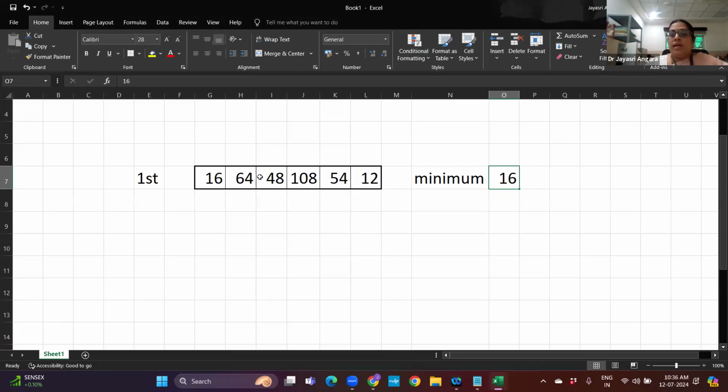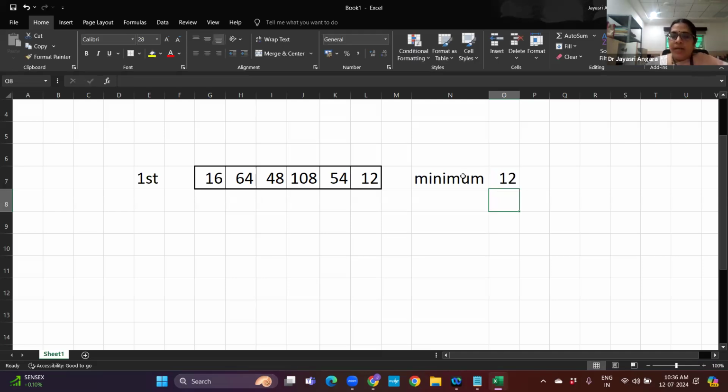So 16 is compared with 64. 16 is only minimum. 16 is compared with 48. Next with 108. Next with 54. Next with 12. So 12 is lesser than 16, so my minimum value becomes 12 now.